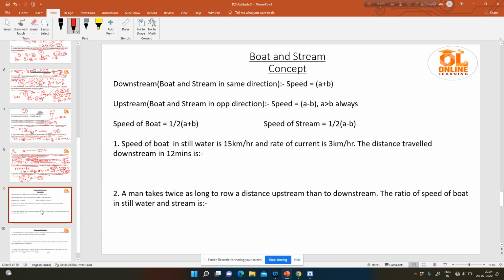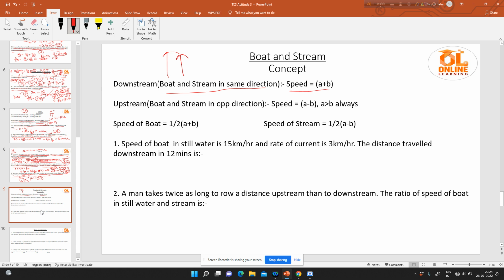Now let us move to the boats and streams questions. And first, before going to boats and streams questions, we will see the concepts of it. Okay, what do you mean by downstream? Downstream means boat and stream are in same direction. Suppose boat is going in this direction, and the river is also flowing this direction. Then it is said to be downstream. So when it is happening, then the speed would be sum of both. Okay, speed is equal to a plus b.